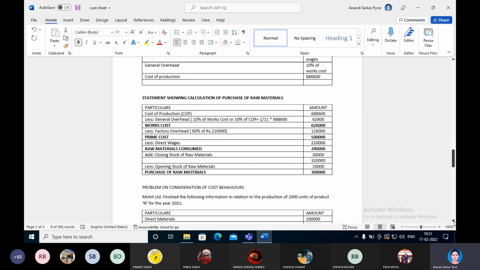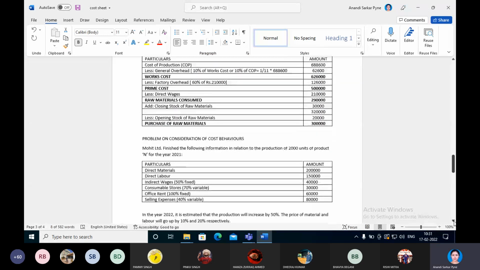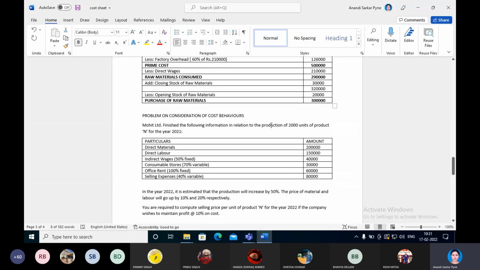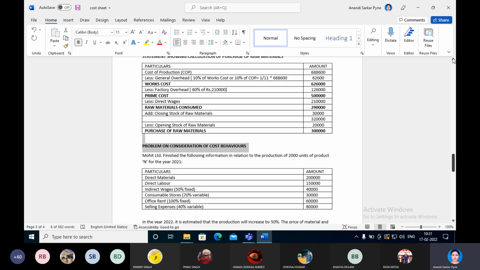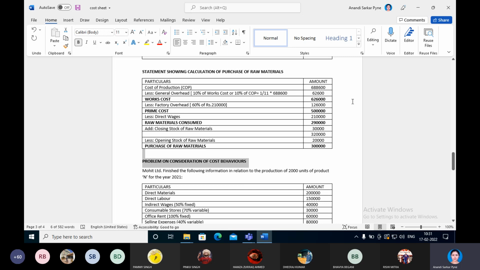Okay, next is problem on consideration of cost behavior. So this is a different type of problem. I'm going to show that sum one more time. I'm taking a snapshot. Do practice at home. Unless and until you practice this, the concept will not be clear. I'm done.